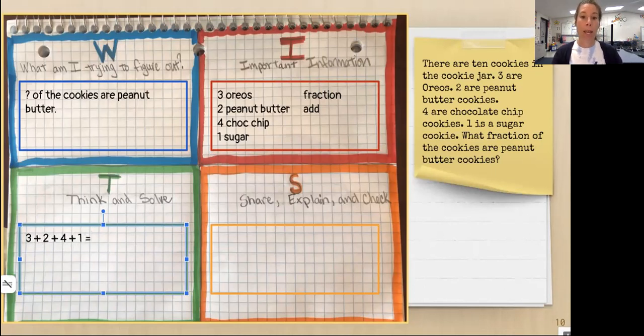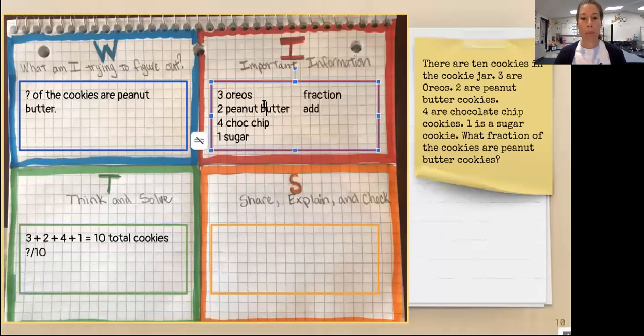So I have 10. Now I want to label this 10 total cookies. What does the total give me? The total gives me my denominator. So I know that I have something over 10. Now I'm going to go back to my important information and I'm going to find out which number represents the numerator.